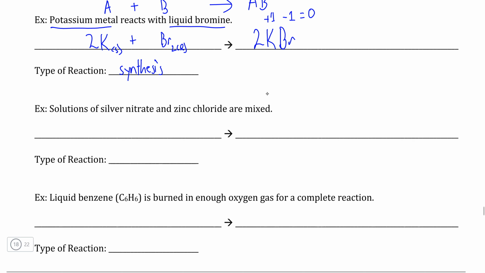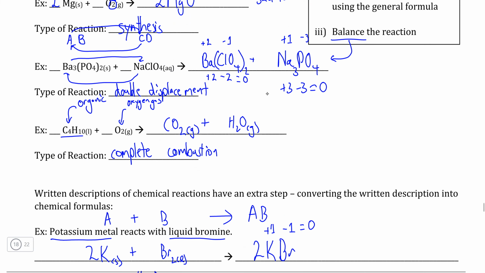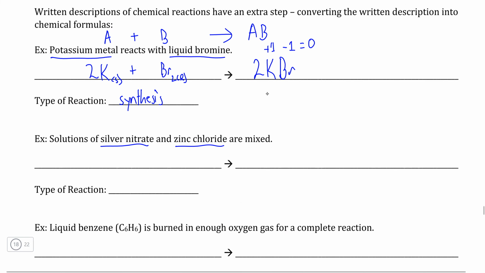We can see in our second example here, we have two ionic compounds, and as we saw in one of the previous examples, that gives us a hint of what type of reaction is going to occur. So here we have silver nitrate reacting with zinc chloride, and we can do a quick check of the periodic table to double check charges.